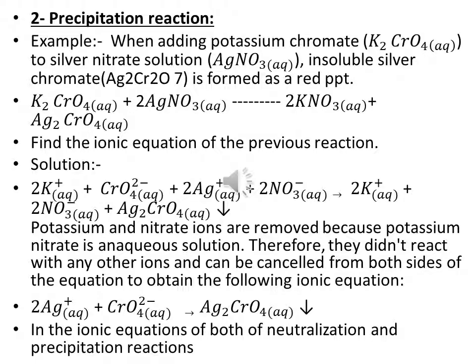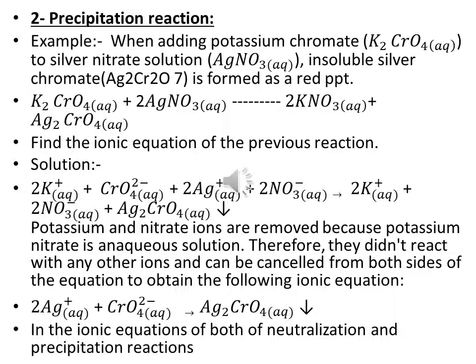Number 2, precipitation reaction. Example number 1: when adding potassium chromate K2CrO4 to silver nitrate AgNO3, the silver chromate Ag2CrO4 is precipitated. And this reaction can be written as K2CrO4 plus 2AgNO3 gives 2KNO3 plus Ag2CrO4.